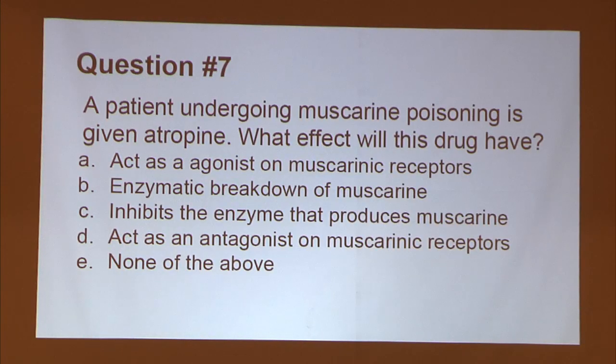To answer the last question, we want to know what effect atropine has. Atropine is an antagonist on the muscarinic receptors, so the answer is D. Atropine is the antagonist, muscarine is the agonist, and acetylcholine is the neurotransmitter. We don't really know what produces it or breaks it down, and we didn't really go over that. But that's okay because we know the right answer and we don't have one with multiple answers.